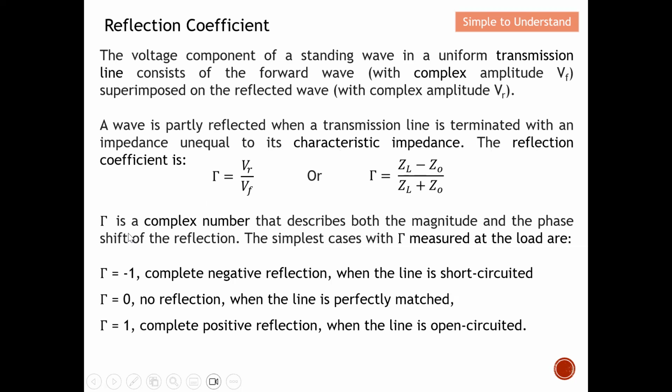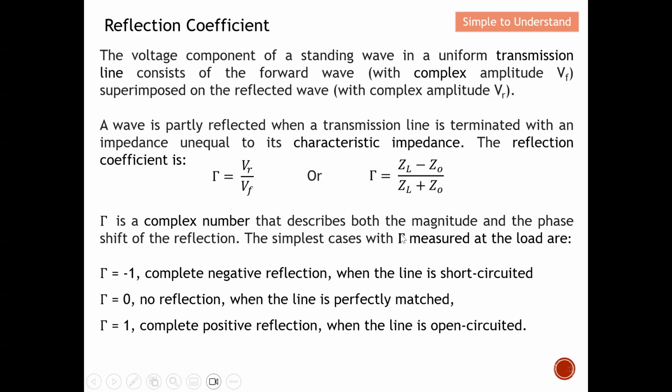This reflection coefficient, in fact, is a complex number, which means that it consists of a real and an imaginary number that describe both the magnitude and the phase shift of the reflection. Remember, this is a reflection coefficient, so this number describes how much will be reflected back in terms of the magnitude and also in terms of the phase, which most of the time is in degrees.